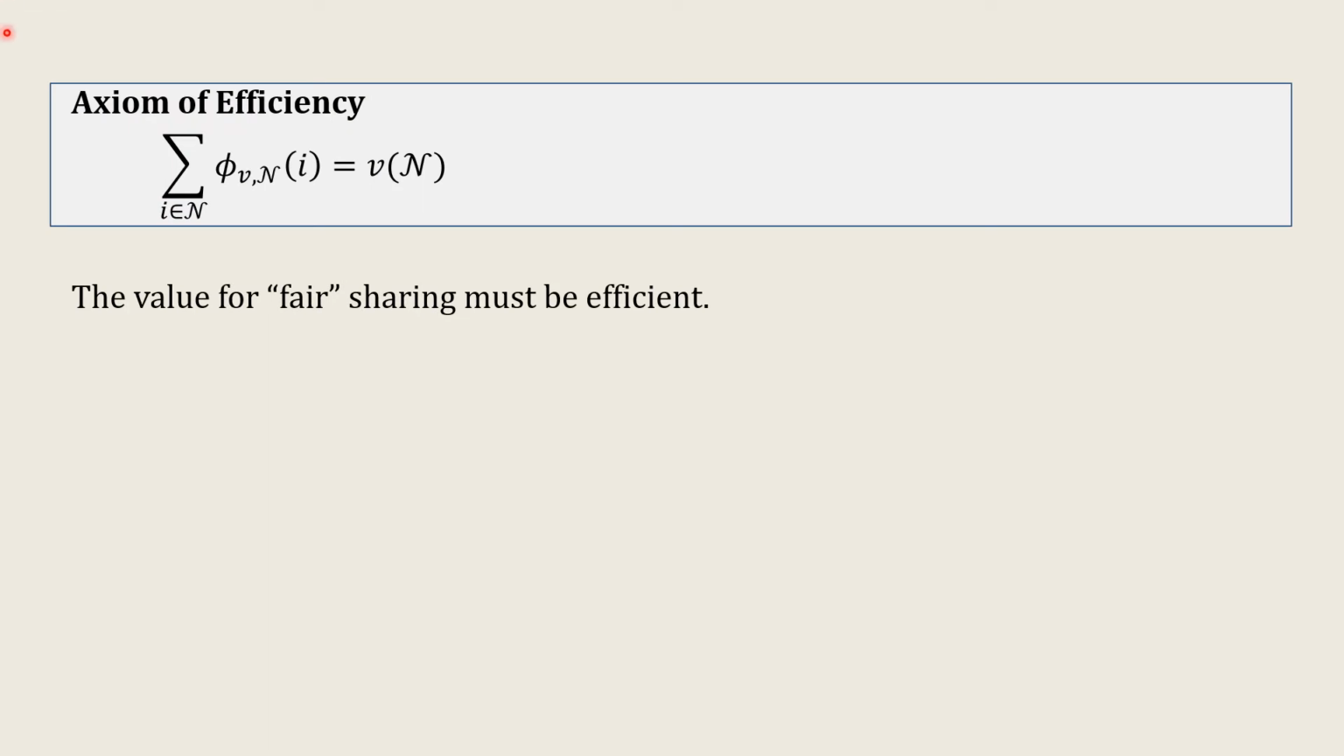Axiom of efficiency. Summation of phi I over all agents must be equal to the value of the grand coalition. In other words, the total value of the grand coalition must be shared amongst all the agents without any deficit or surplus.